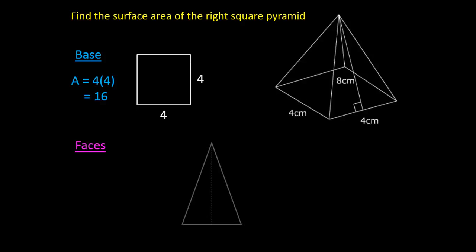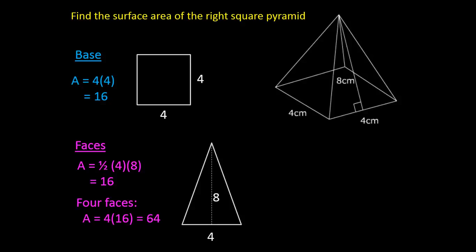Now the triangular faces are triangles that have a base that measures 4 centimeters and a height that measures 8 centimeters. So we know that the area of a triangle is 1/2 times the base times the height, which would be 16 square centimeters. But that's just for one triangle. We have 4 identical triangles. So the total area of the 4 faces is 4 times that 16, or 64. Now we just need to add together the area of the base and the area of the 4 faces to get the total surface area, which is 80 square centimeters.